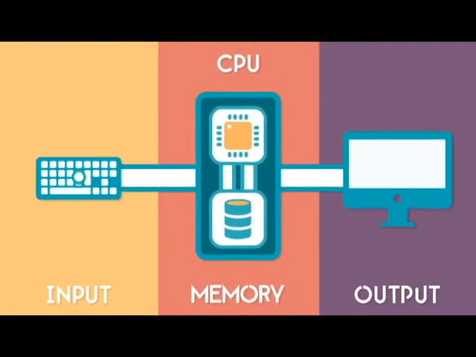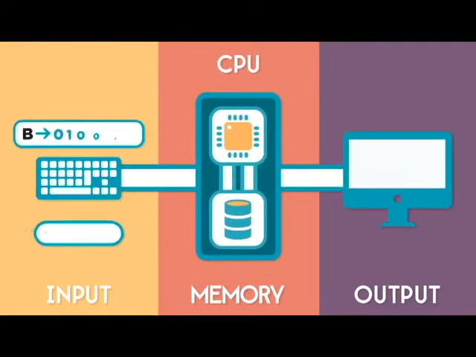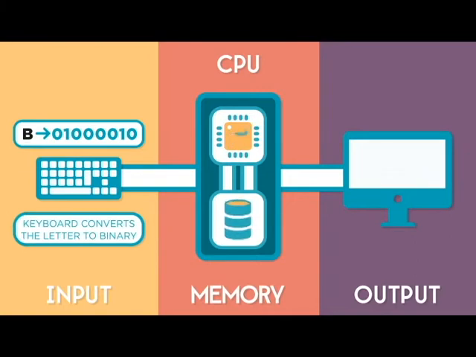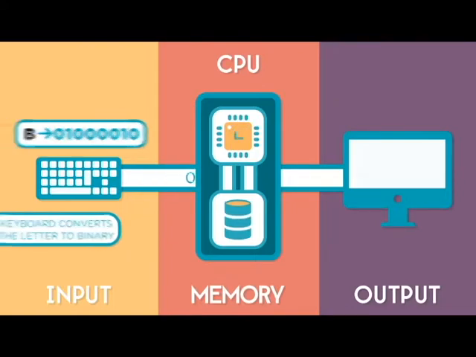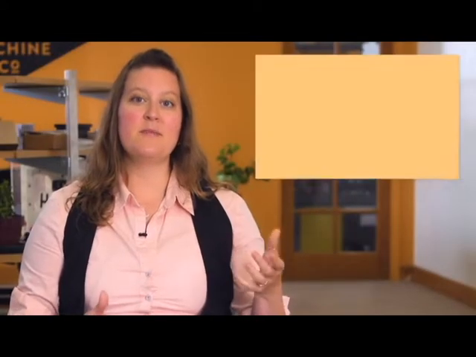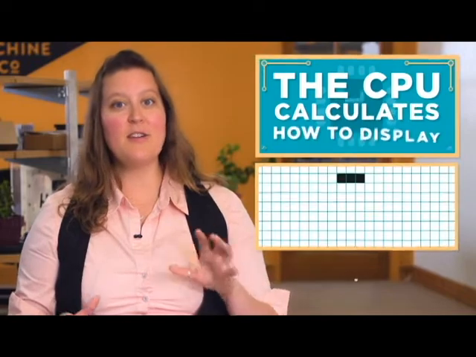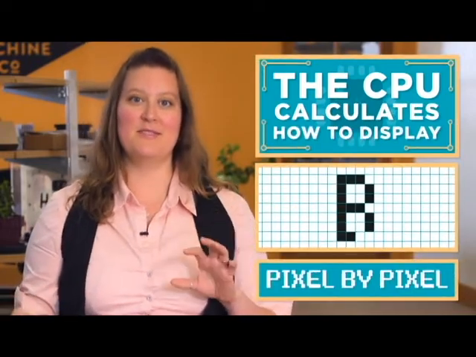When you press a key on your keyboard, let's say the letter B, the keyboard converts the letter to a number. That number is sent as binary, ones and zeros, into the computer. Starting from this number, the CPU calculates how to display the letter B pixel by pixel.